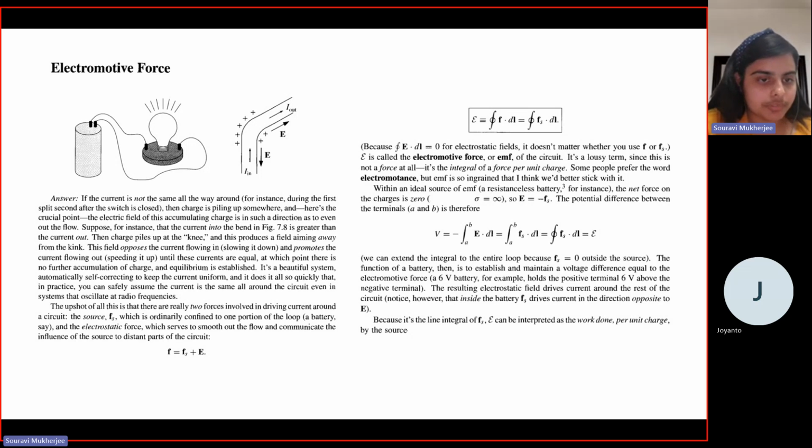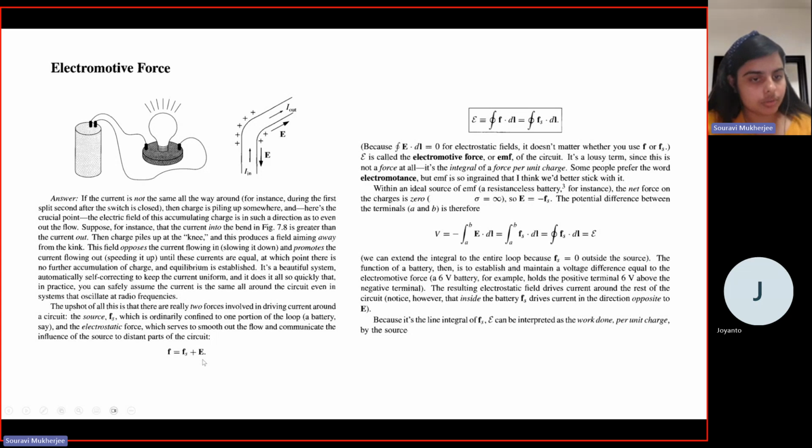Okay. So now, what are the two forces? One force comes from the source, that is your battery or whatever source you have in your circuit. And another force is this electrostatic force that can generate because of accumulation of charges. So the net force is Fs plus E.